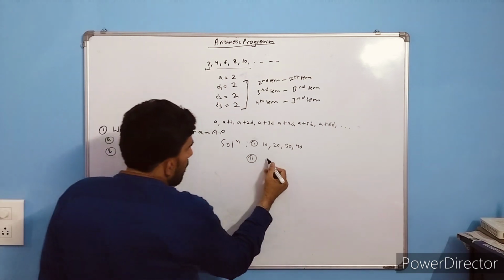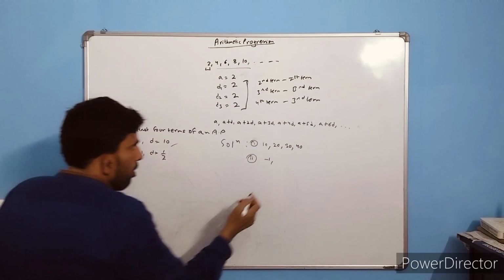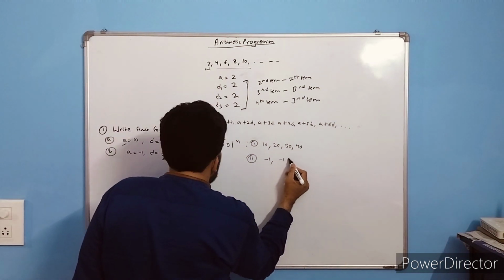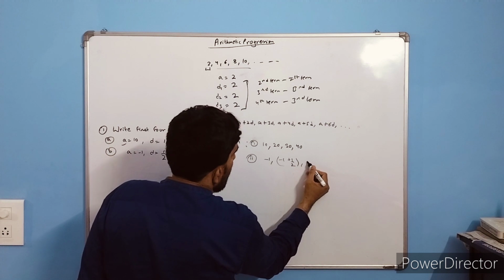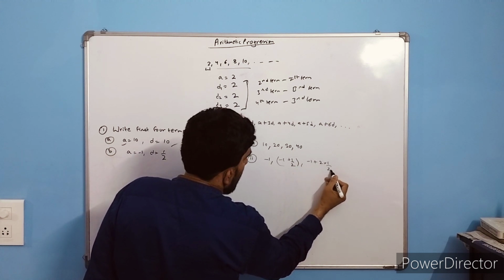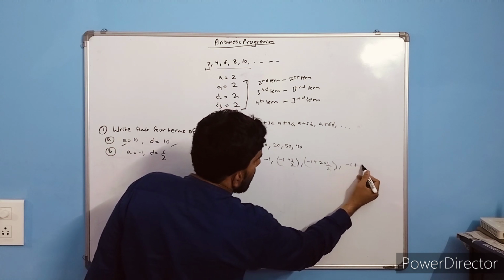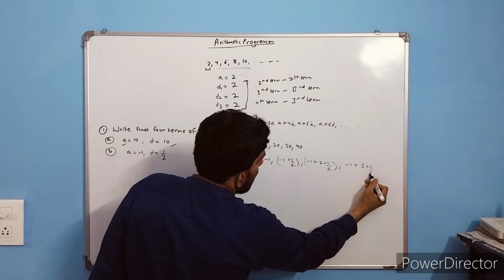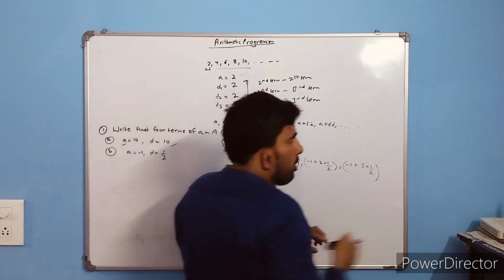If A is given as minus 1, and D is half, the next term will be minus 1 plus half, that is A plus D. The third term is minus 1 plus 2D, that is A plus 2D. Now the fourth term is A plus 3D. So that is how we can write these terms.